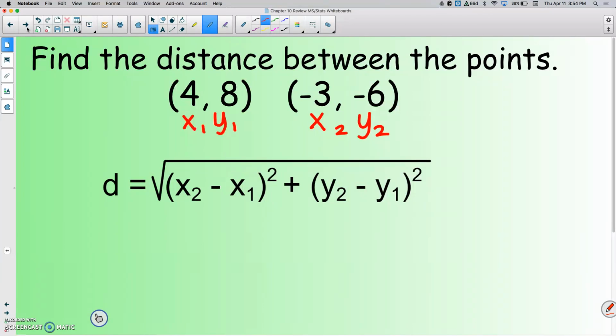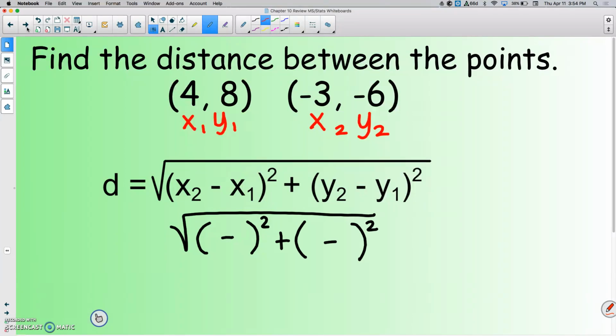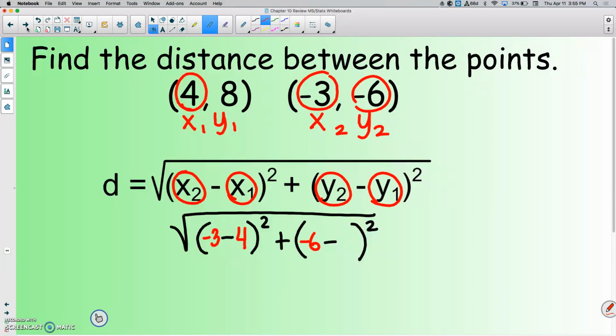Now, when I substitute in my distance formula, remember the parentheses, subtraction, exponents, and the addition, all of this is always there in your distance formula. So now I'm going to substitute and replace x2 with -3, x1 with 4, y2 with -6, and y1 with 8.